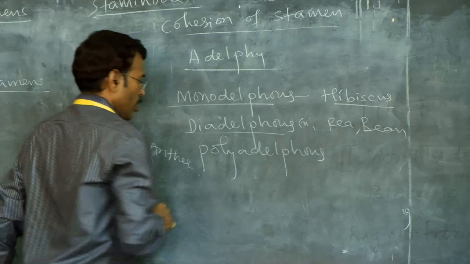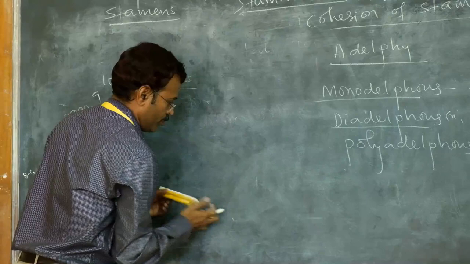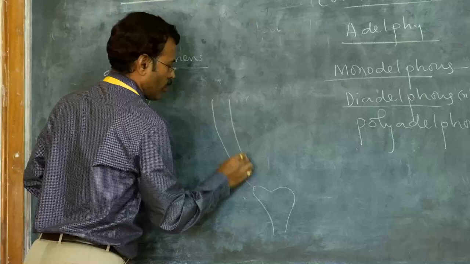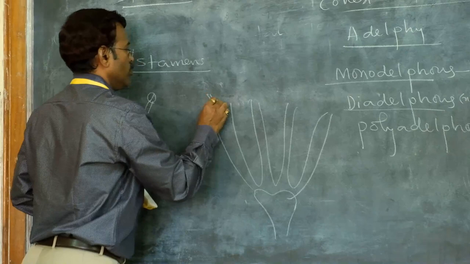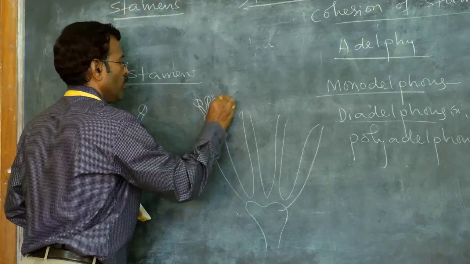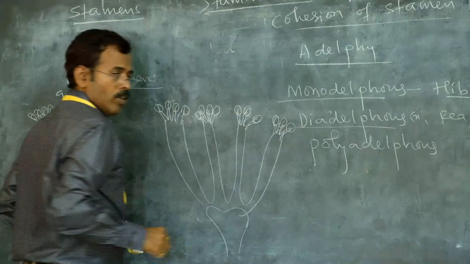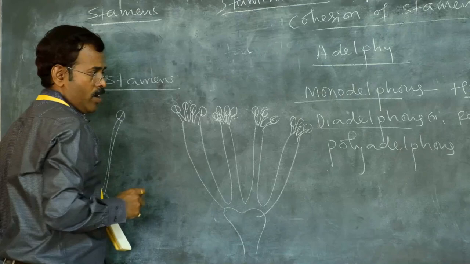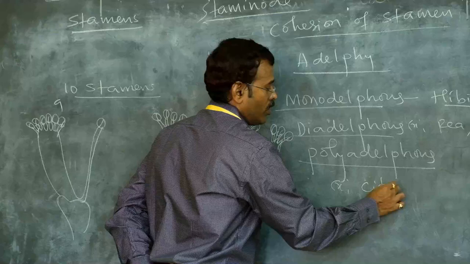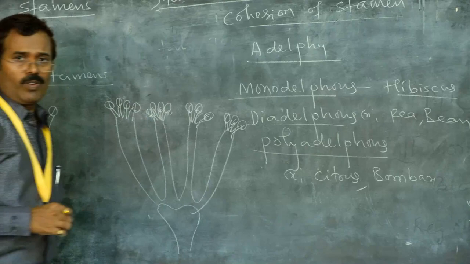Polyadelphous condition is where the filaments of the stamens are fused into several bundles, leaving anthers free. This is polyadelphous condition. This you can see in examples like citrus and bombax. In them you can see polyadelphous condition.